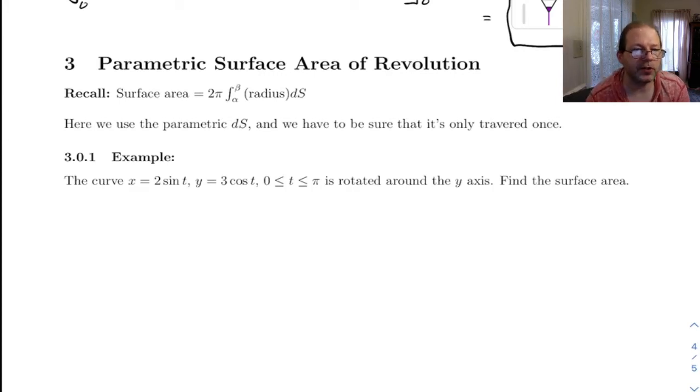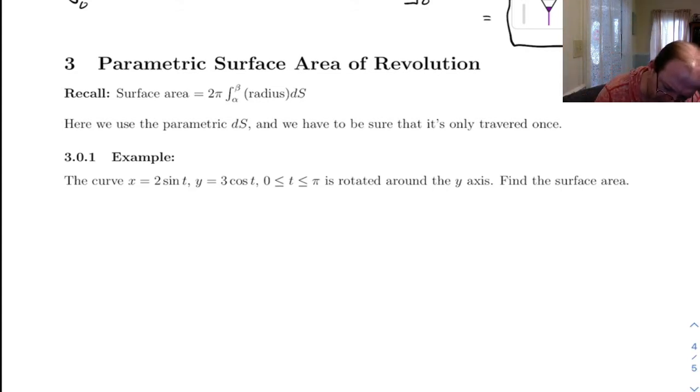All right, parametric surface area of revolution. Once we know the parametric version for ds, and we know the general formula for surface area, which is 2 pi times radius ds, then we're set for doing these types of problems. So let's just jump right in.